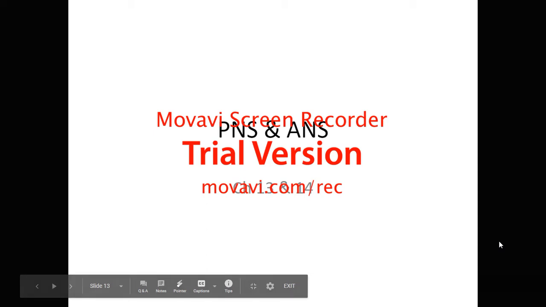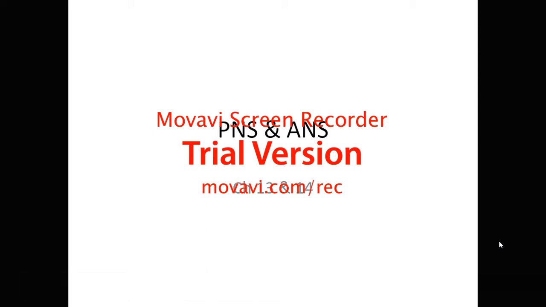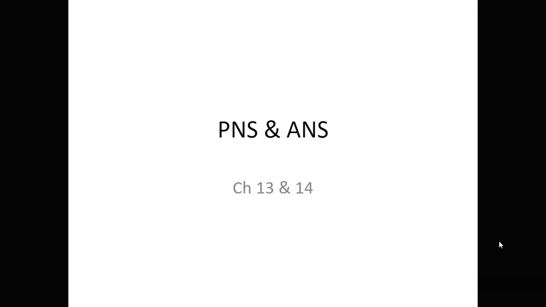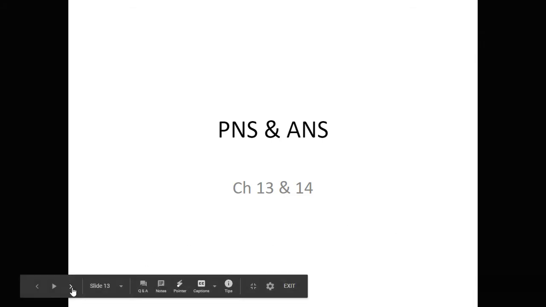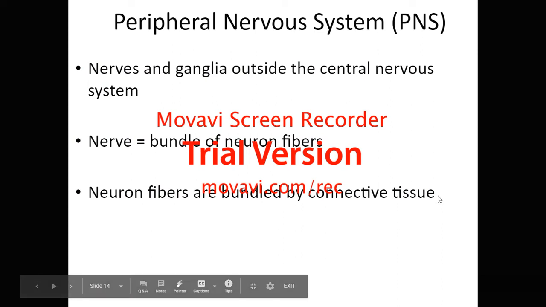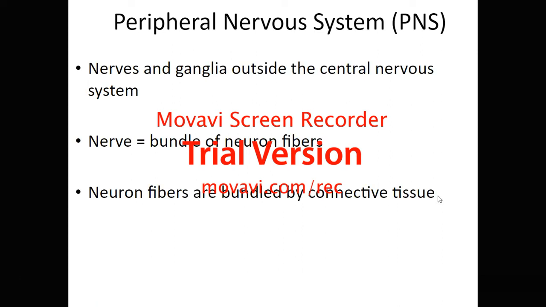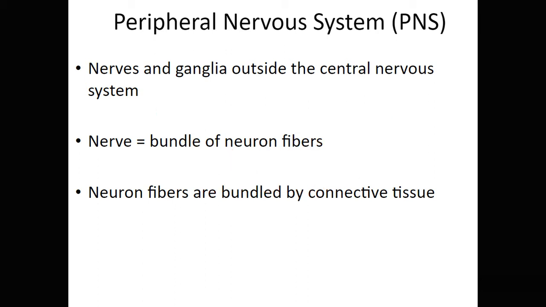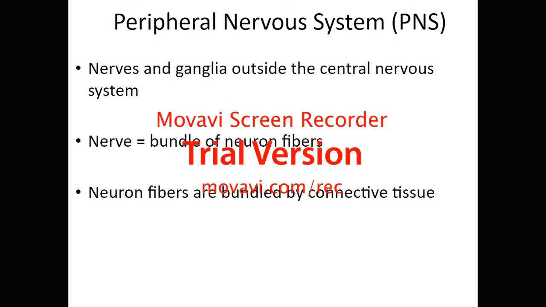Good afternoon, class. So today we will be covering chapters 13 and 14 on the peripheral nervous system and the autonomic nervous system. All right, so let's continue with some terminology. The peripheral nervous system is essentially the nerves and ganglia outside the central nervous system. Remember, the central nervous system is the brain and spinal cord.